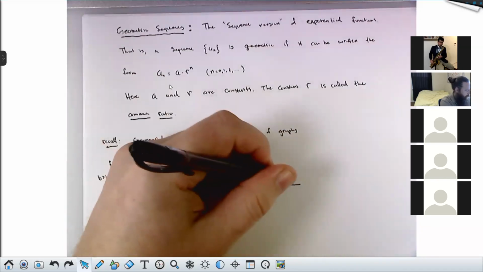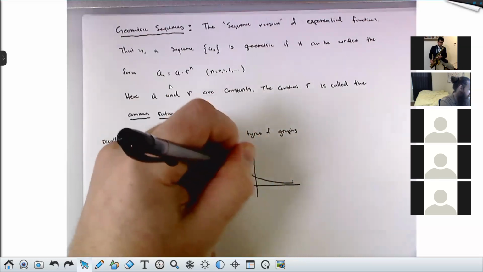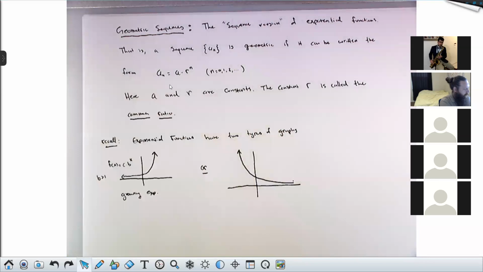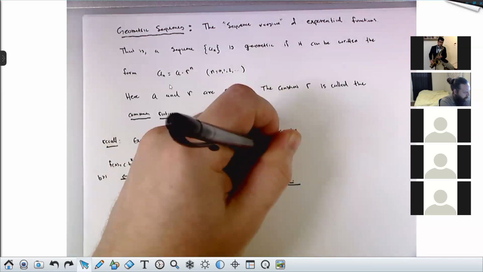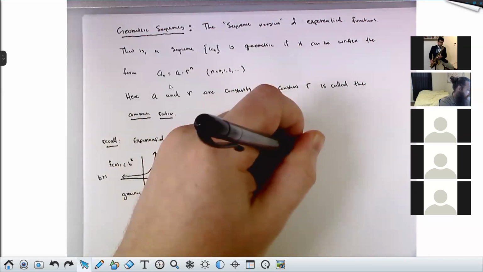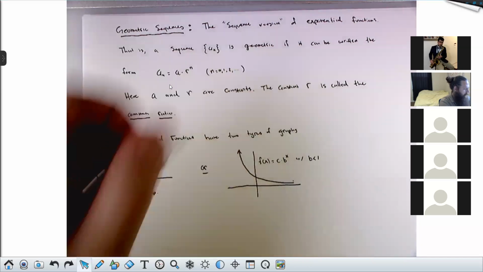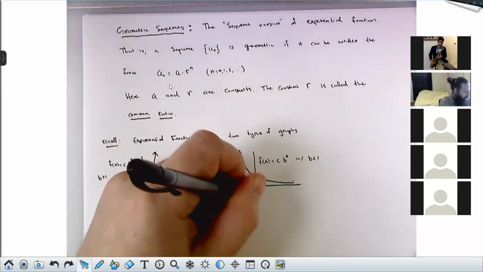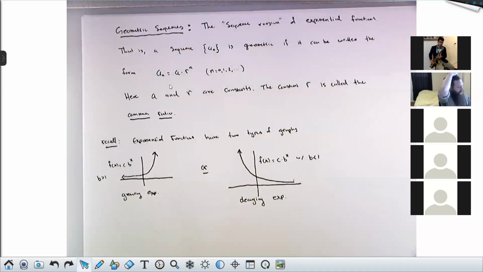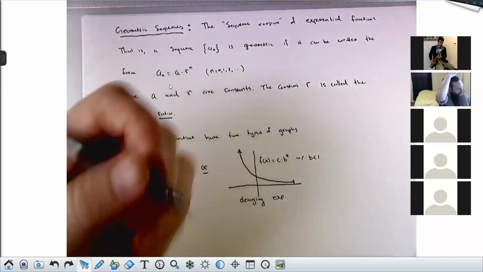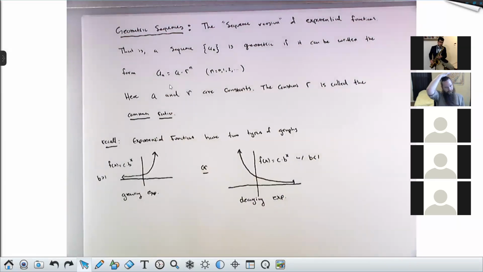The other way these can look is like this. This would be like f of x equals c times b to the x, where b is less than 1. These are called decaying exponentials. Your prototypes are e to the x and e to the negative x. E to the x has a graph that looks like the one on the left. E to the negative x is the same as 1 over e to the x and has a graph looking like on the right.